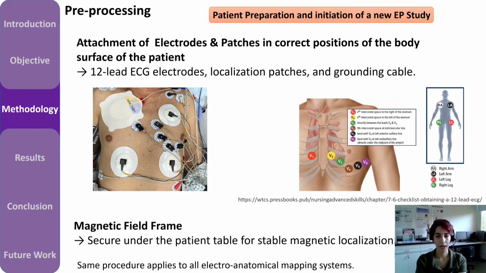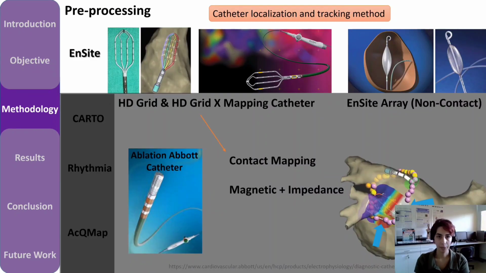If the system has magnetic-based technology, we should also put the magnetic field frame under the table of the patient, which should be in the correct position as well. Here, I'm talking about a system and the different types of catheters that this system has. There are 2 types of catheters here, HD-grid and HD-grid X, which follow the contact mapping technique.